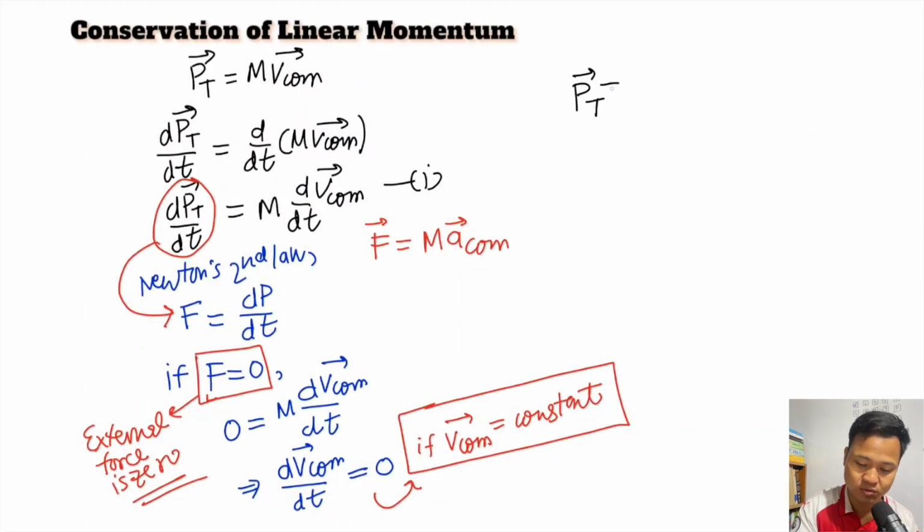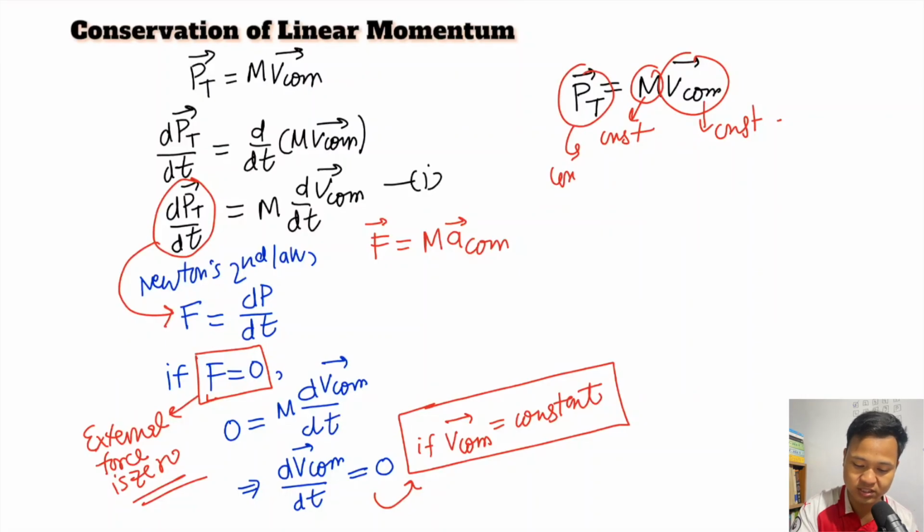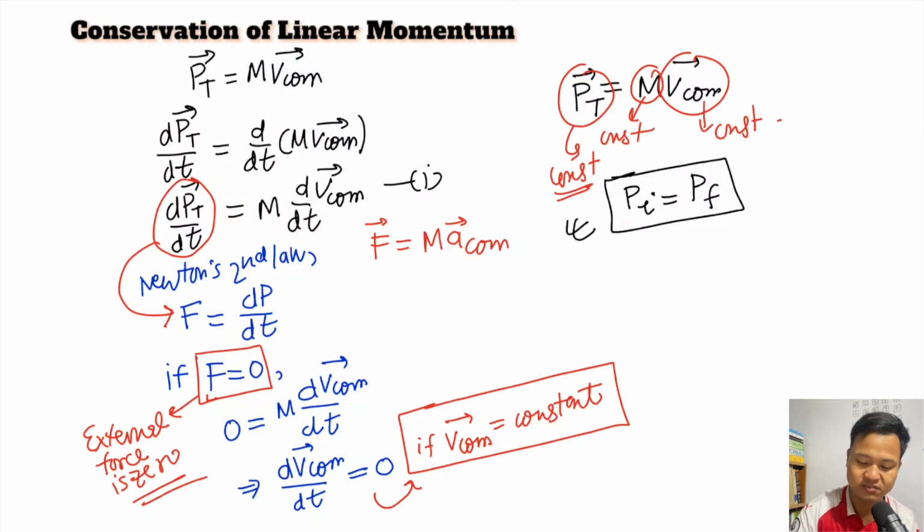So p total is mass into vcom. If v is constant, and mass is also constant, then p is also constant. Momentum is constant, which means it is not changing with time. So the initial momentum and final momentum are the same. Therefore you'll have P initial equals to P final. So this is the concept of conservation of linear momentum. Now let's apply this and solve questions.